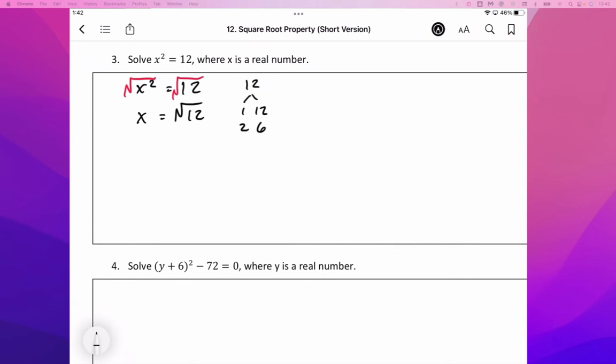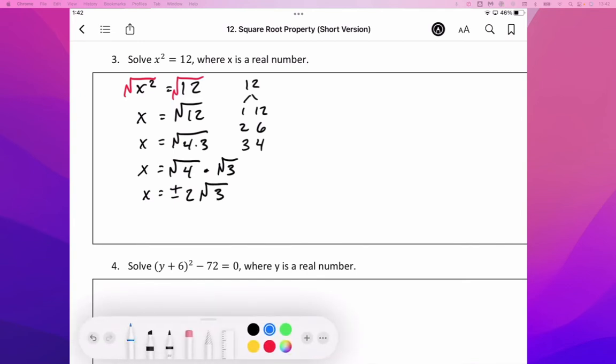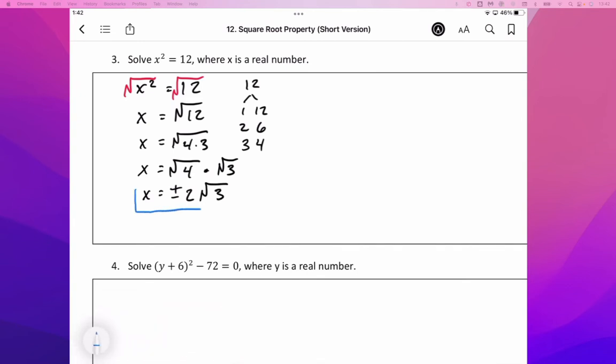1 and 12, 2 and 6, none of those work. 3 and 4 does work though. 4 is a perfect square. So we will write this as the square root of 4 times 3. And again, my personal preference is to split that so I can more easily see what's going on, to be the square root of 4 times the square root of 3. Then I can remember, oh, the square root of 4 is positive or negative 2. And then again, it's assumed that it's multiplication if we have the radical symbol right after it.